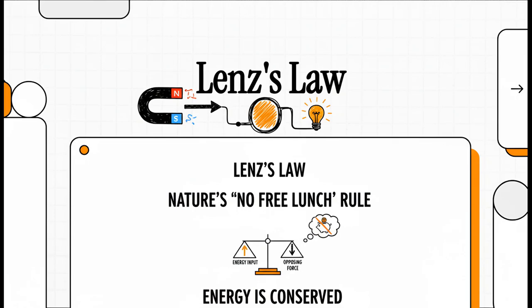All right, let's dive into one of my favorite topics in all of physics, Lenz's law. You can really think of it as nature's ultimate no free lunch rule. It's the universe's way of saying you just can't get something for nothing, and it is an absolute cornerstone of electromagnetism. Trust me, by the end of this, you'll see exactly why this principle of opposition is so incredibly important.